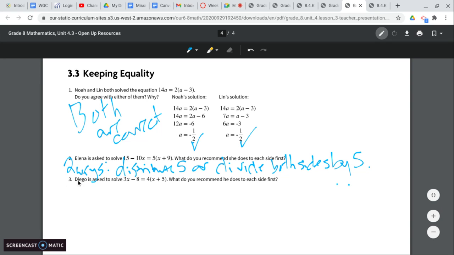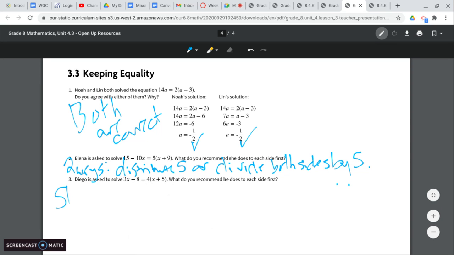Now, number 3, Diego is asked to solve 3x minus 8 equals 4 times the quantity x plus 5. What do you recommend he does? Now, technically there are still 2 ways to do this. He can divide both sides by 4, but you're going to end up with a fraction. So most people typically don't like to see fractions in there, and so would rather distribute first and then end up with a fraction later on if necessary, rather than right away at the beginning.